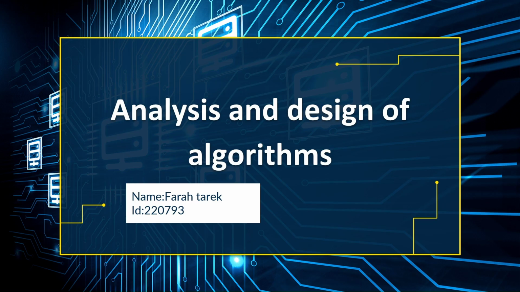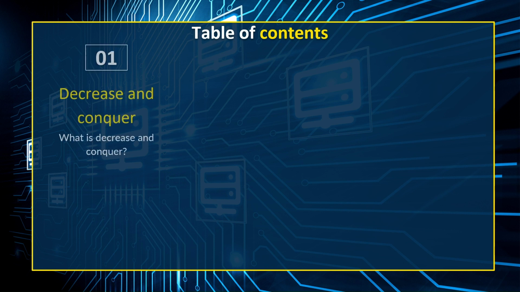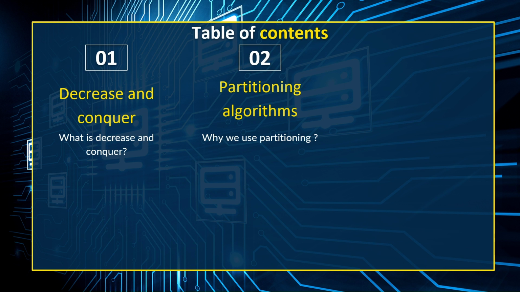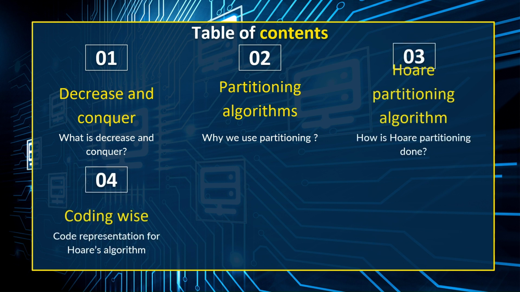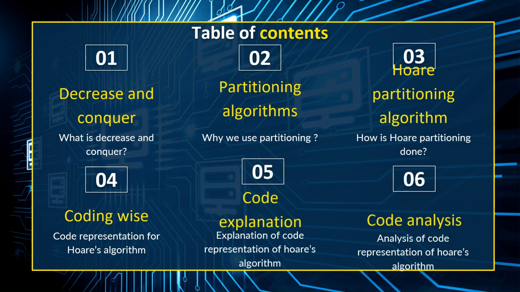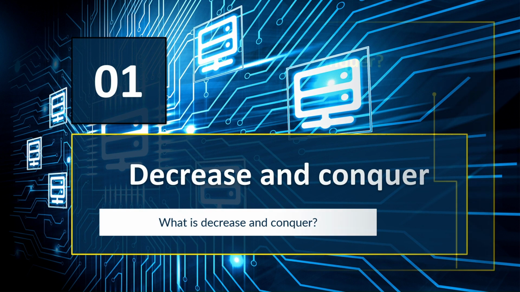Today we are going to explain Hoare's partitioning algorithm. First, we're going to start by explaining what decrease and conquer and the partitioning algorithms are, and especially Hoare's partitioning algorithm, and we're going to know it coding wise, then explain it and do the code analysis. First of all, what's decrease and conquer?